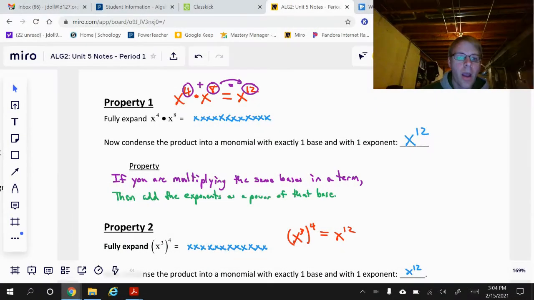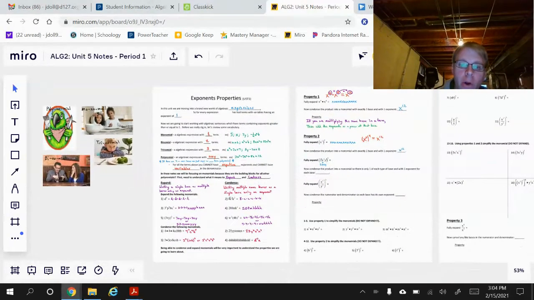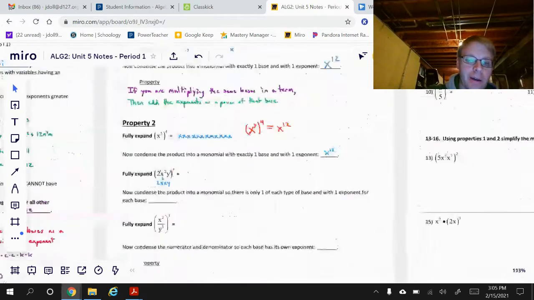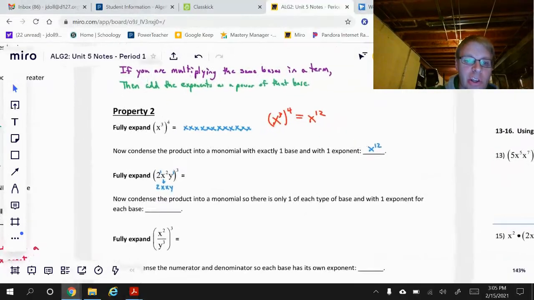Hey everyone, welcome back to our Unit 5 notes where we are working on our exponent properties. If you need to review what we have already gone over in the notes from the first page and in property 1, please go back and watch the class video from our Zoom class last week on Thursday. But where we are going to pick up right now is in property 2.